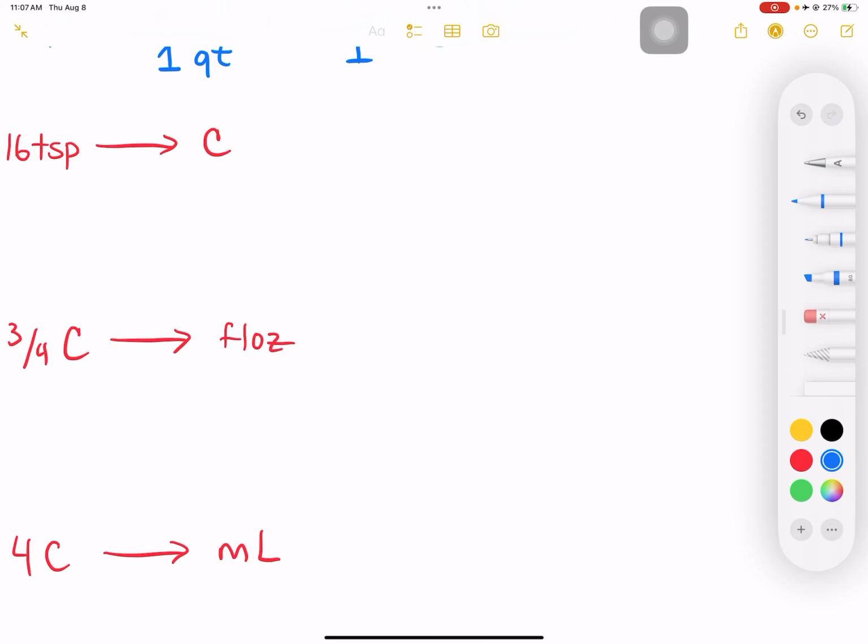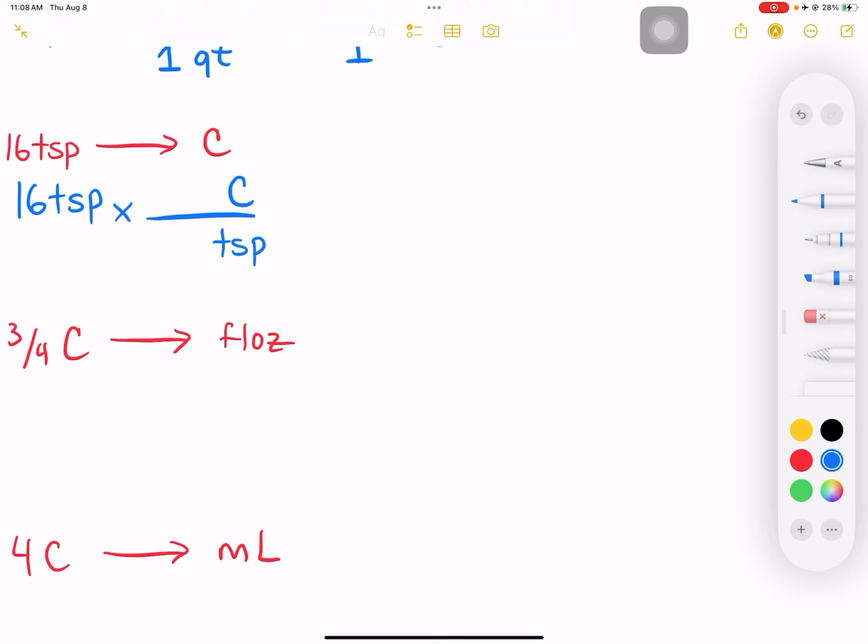Next one, let's go ahead and convert 16 teaspoons, small spoons. We're converting this to cups. Dimensional analysis says we start with the teaspoons. We're going to start a series of multiplications and divisions. The given unit goes in the bottom. Teaspoons go in the bottom. The desired unit, which is cups, goes in the top.